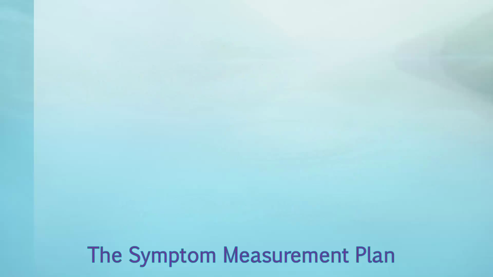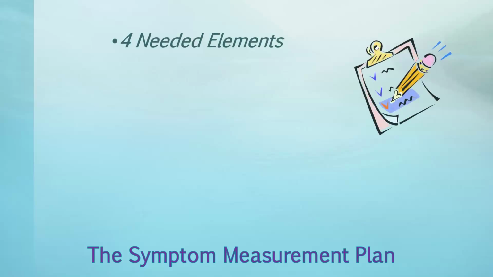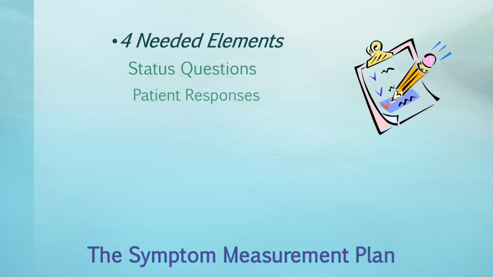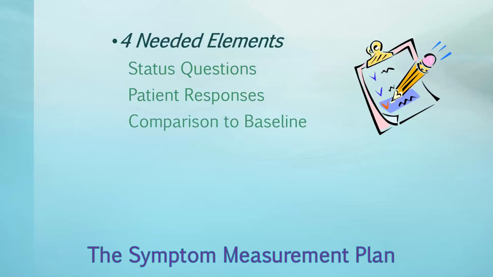The measurement dialogue you have with patients covers 4 needed elements. Status questions: what are the patient's current symptom levels? Patient responses about the current symptom levels. Comparison to baseline, seeing if anything has changed and in what direction. For example, improvement, decline, or no change.